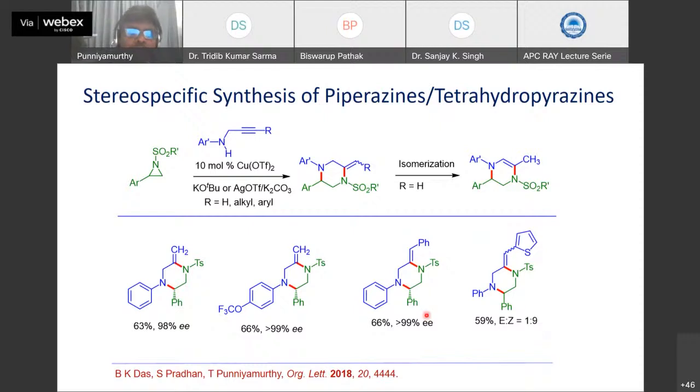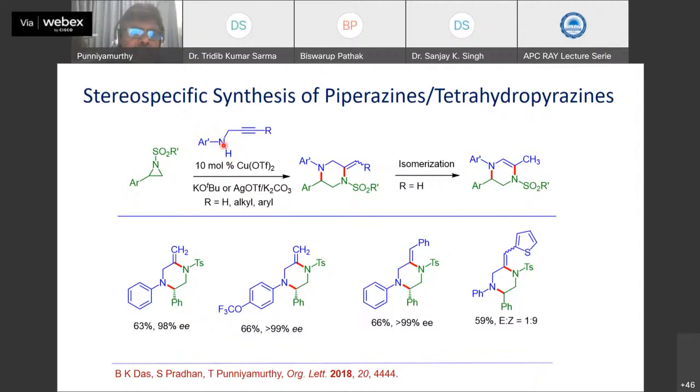Now, let me show you the reaction of propargylamine with azetidine. Just as we have seen with the use of N-alkyl aniline, here, in place of the alkyl group, a propargyl group is introduced. This doesn't involve C-H activation, it's just an addition reaction.